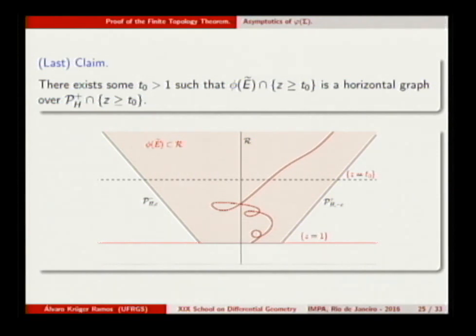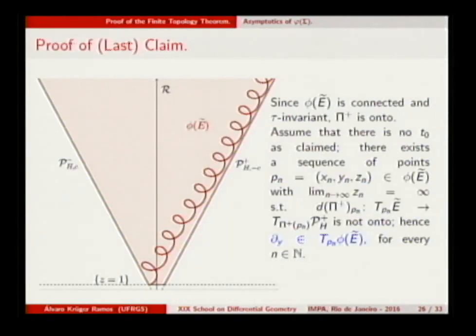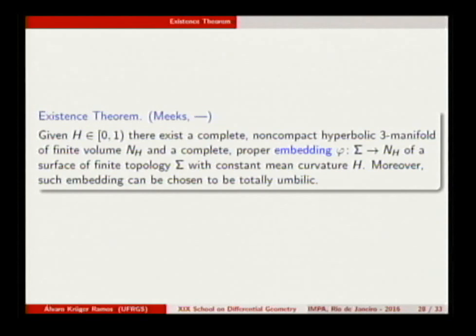Now what happens, since it's graphical, the mean curvature vector points in the same direction after this height. If it points in this direction here, it's asymptotic to this plane. If it points in the other direction, it has to be asymptotic to that plane. That proves the asymptotic behavior upstairs. But when you use your fundamental map, your covering map, all of this goes nicely downstairs to embedded annuli, which are totally umbilic. So that's the proof of the finite topology theorem.